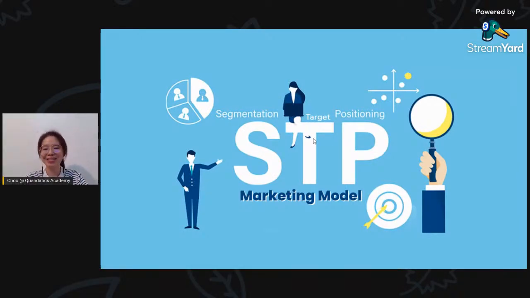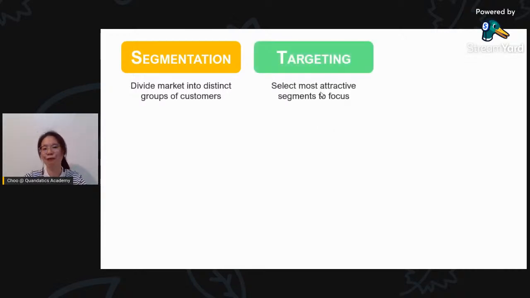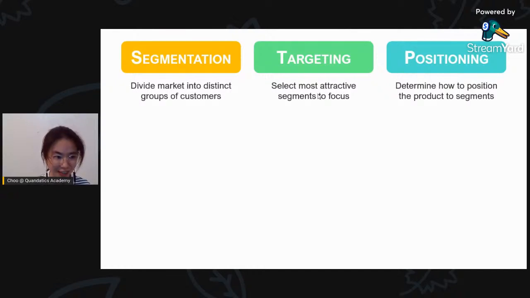What is meant by the S, T, and P in this marketing model? STP stands for, first, segmentation. Segmentation refers to how I divide the market into distinct groups of customers. The second, T, stands for targeting. After I divide my customers into different groups, which segment or segments should I focus on, which ones are more attractive to me? That is targeting. And third, P stands for positioning. Positioning means that we need to determine how to position our products to the targeted segments.